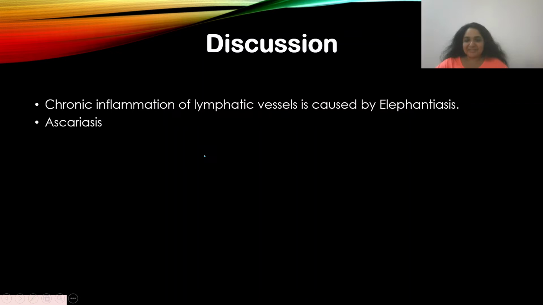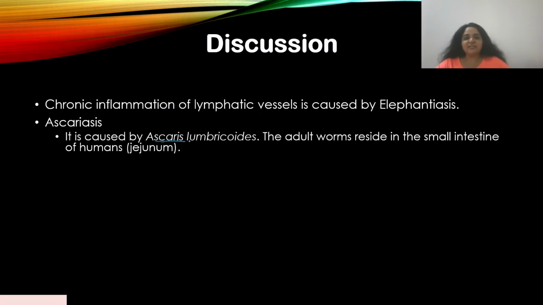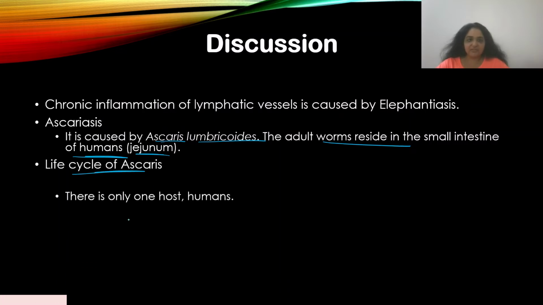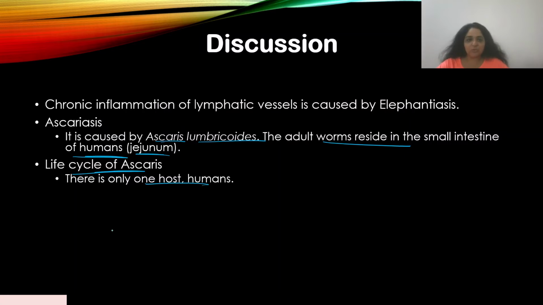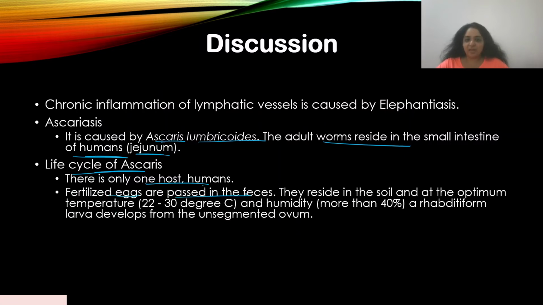Chronic inflammation of lymphatic vessels is caused by elephantiasis. That is obviously the direct answer, but I'm also going to discuss the other diseases mentioned in the options. Let's go through Ascariasis. It is caused by Ascaris lumbricoides. The adult worms reside in the small intestine of humans, that's the jejunum. In the life cycle of Ascaris, there's only one host, which is humans. The fertilized eggs are passed in the feces.